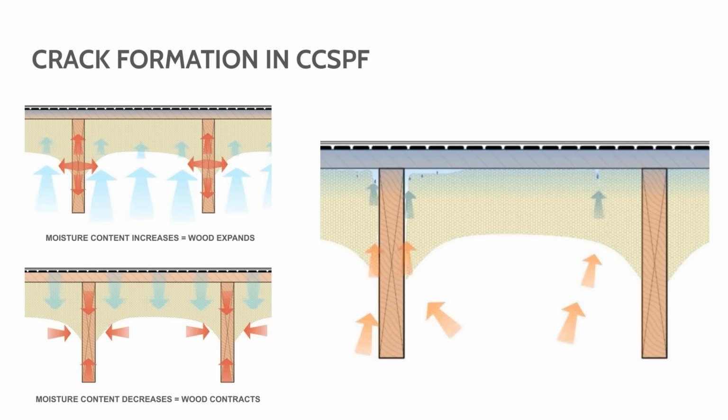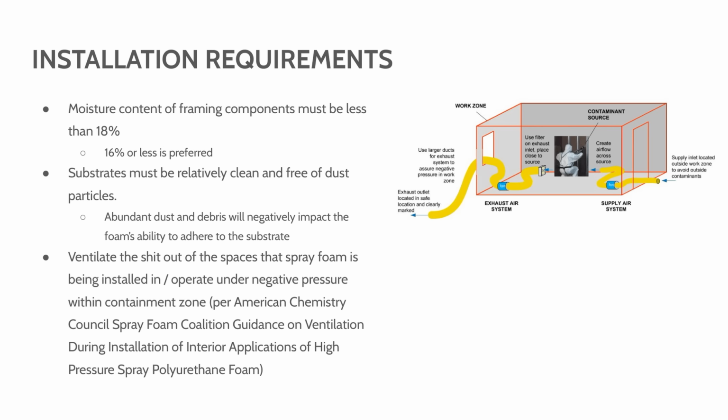If you do install a membrane over the structural sheathing, just make sure it's vapor permeable, because that sheathing needs the ability to dry to prevent these issues from happening. Back to application and installation. This is sort of relevant to what we were just talking about.